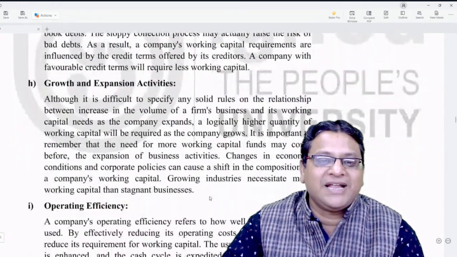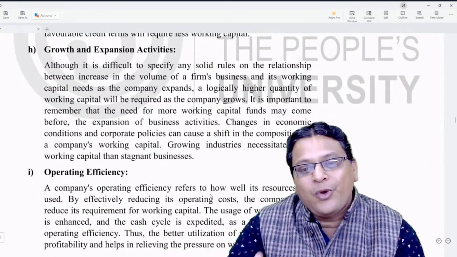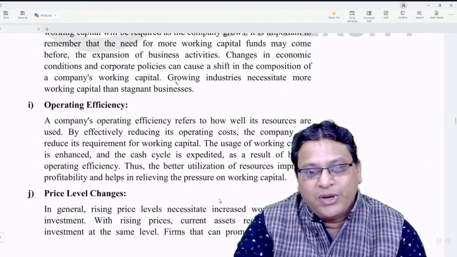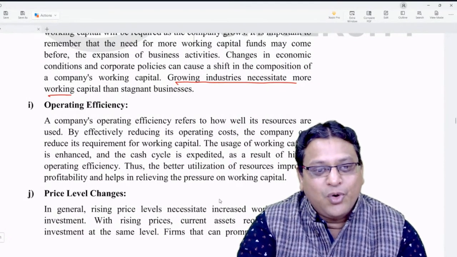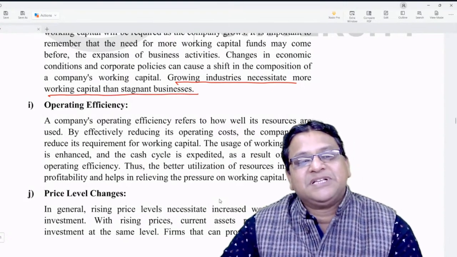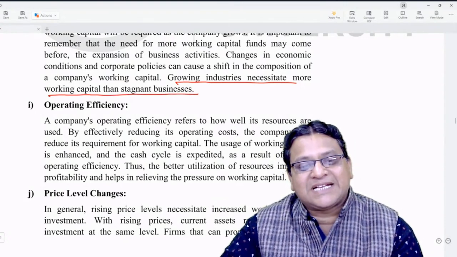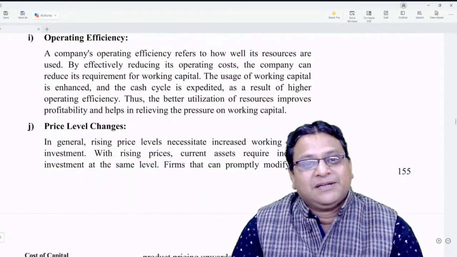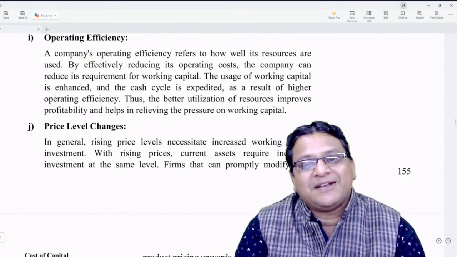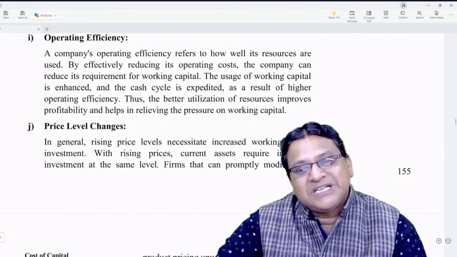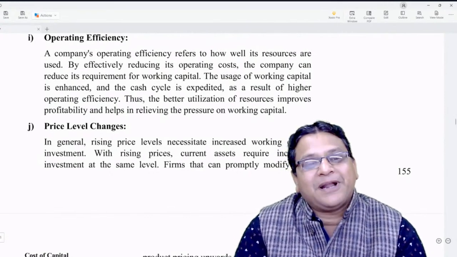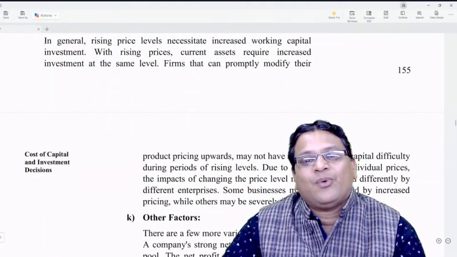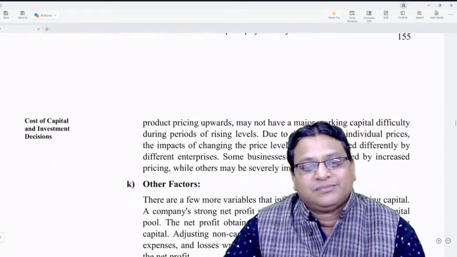Then growth and expansion activities. In case of a growing firm, working capital requirement will be more. And growing industries necessitate more working capital than stagnant business. Next, operating efficiency. If you operate your business properly and efficiently, working capital requirement will be less. If you mismanage your organization, working capital requirement will be more. And price level changes: during inflation, working capital requirement will be more.